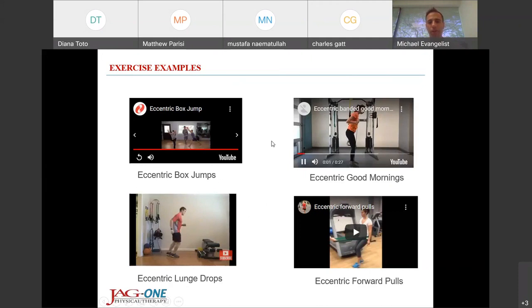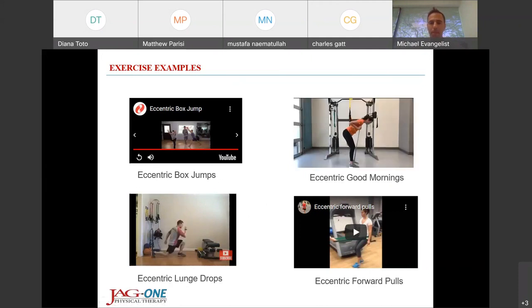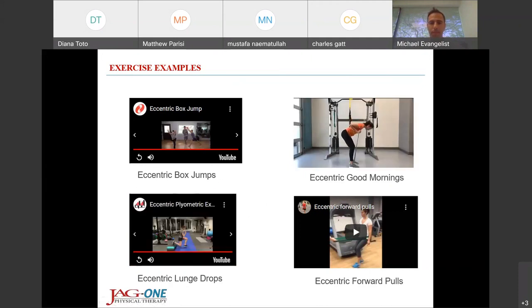And then the eccentric good mornings. Again, watching the angle at the hip here, and also the angle at the knees. And watch the control of movement she has going down versus when she's coming up.